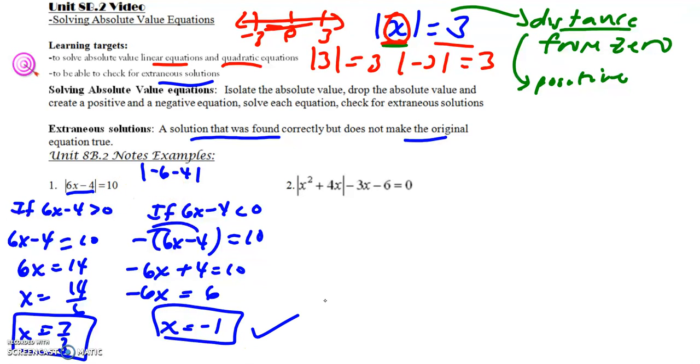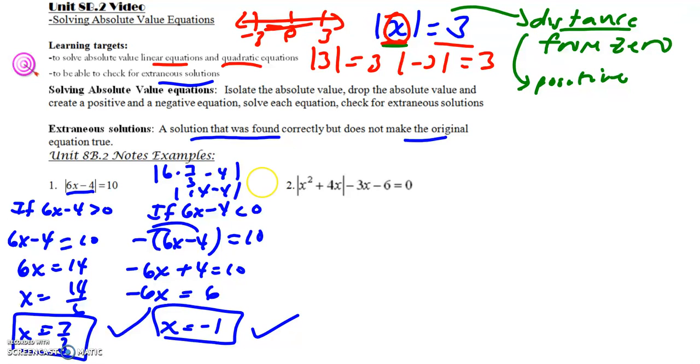Yes, it does. If I plug in 7/3, which would be the absolute value of 6 times 7/3 minus 4, 6 times 7/3 would be 14 minus 4. Does the absolute value of 10 equal 10? Yes, it does. So in this first case, both answers worked.